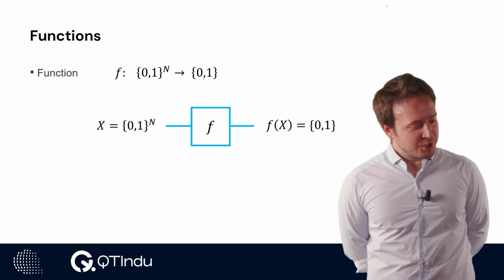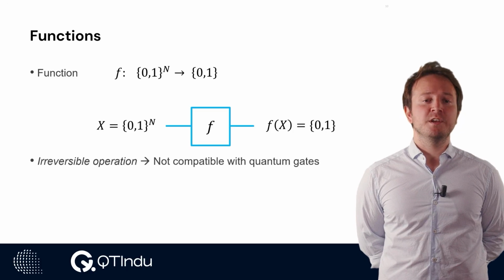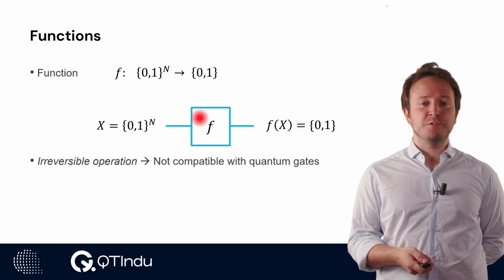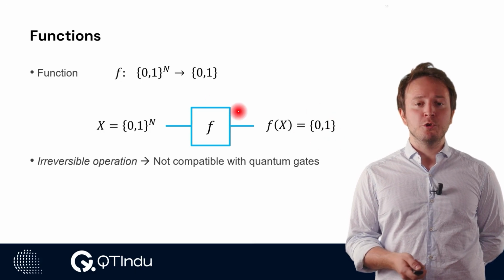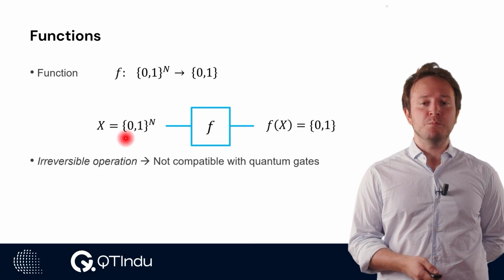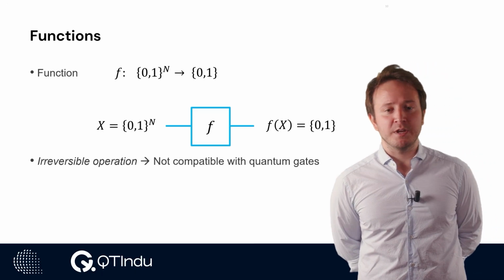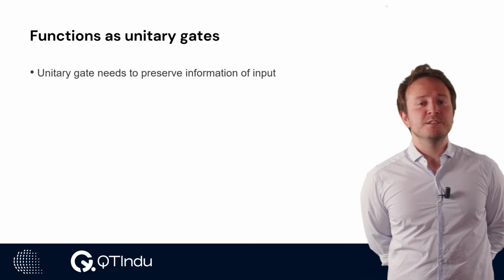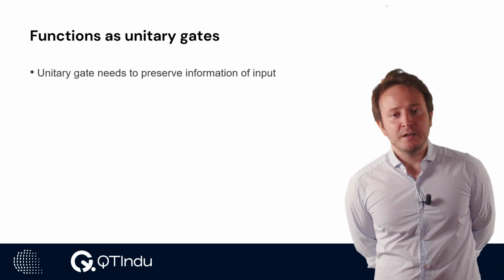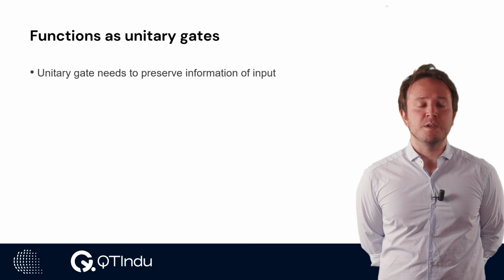Now, as I mentioned before, quantum operations need to be reversible. And this obviously is an irreversible operation, because you take an n-bit string input and it outputs only 1 bit. So you lose all the information about the input. For this reason, this is not compatible with quantum gates. To make it compatible, we need to implement this function as unitary gates, and the unitary gates need to preserve information from the input.